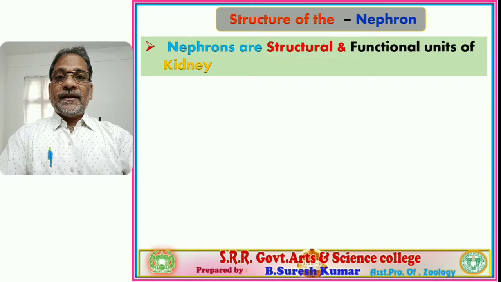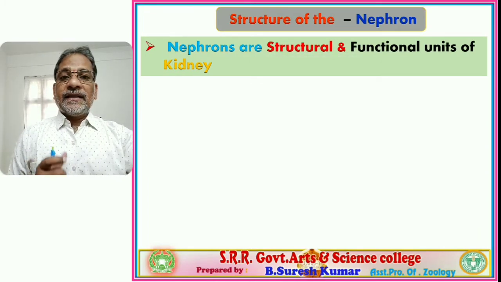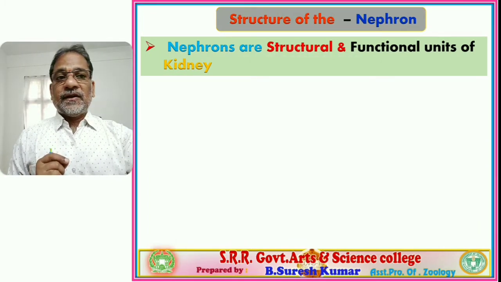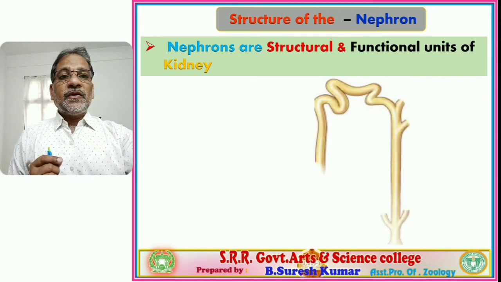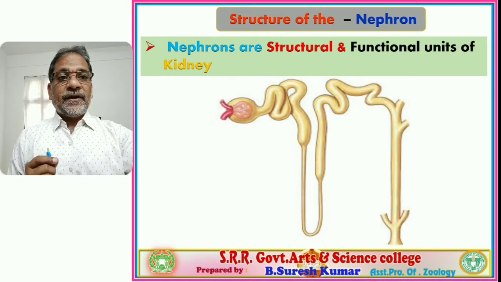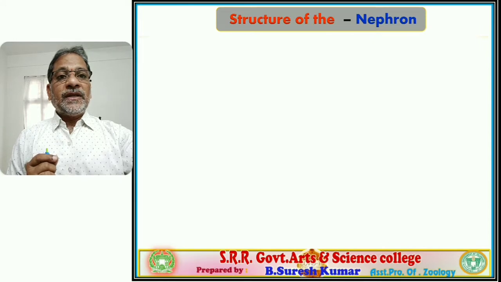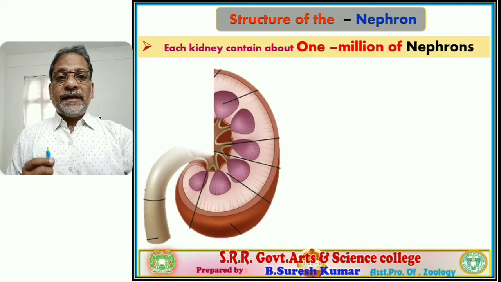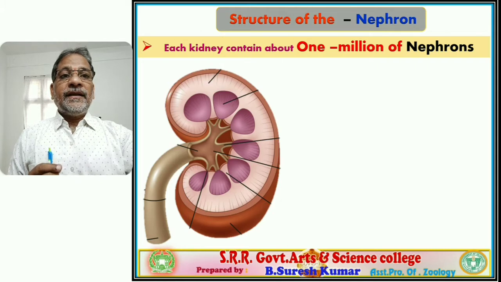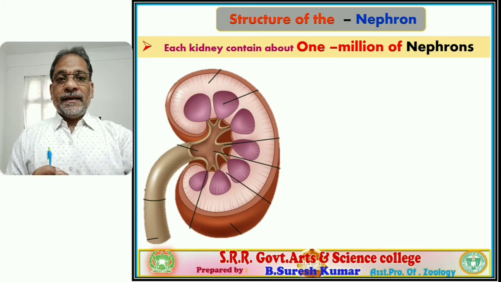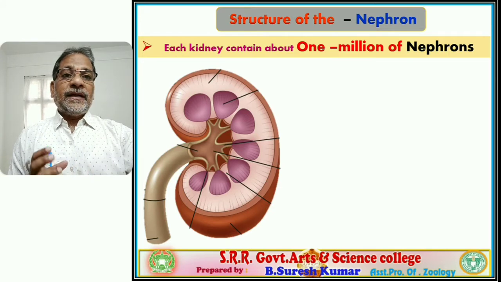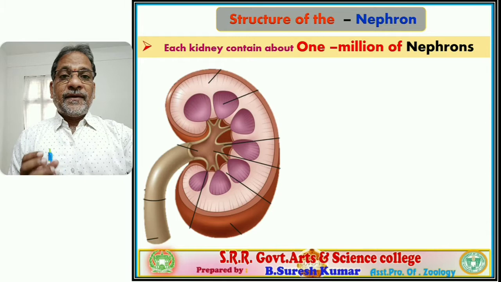Students, what are nephrons? The nephrons are the structural and functional units of the kidney. Observe the visual representation of the nephron. Why do we consider it a structural unit? Let us see. Each kidney contains approximately 1 million nephrons. So the kidney is formed by nephrons. That's why the nephron is considered the structural unit of the kidney.